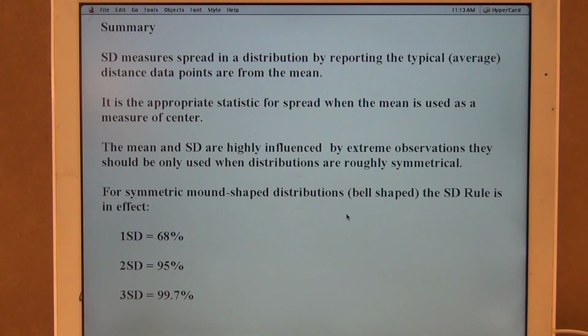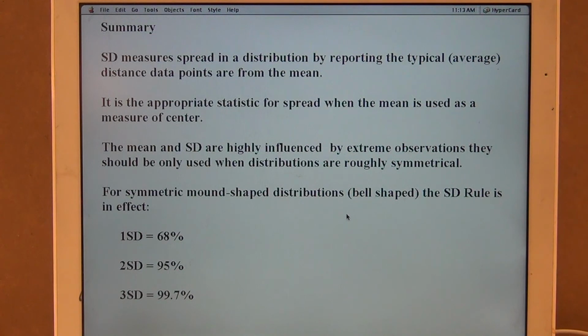All right, let's summarize this. So the standard deviation measures spread in a distribution, and the distribution needs to be sort of normal, by reporting the typical average distance data points are from the mean. It's an appropriate statistic of spread when the mean is used as the measure of the center. The mean and the standard deviation are influenced by extreme observations or outliers.